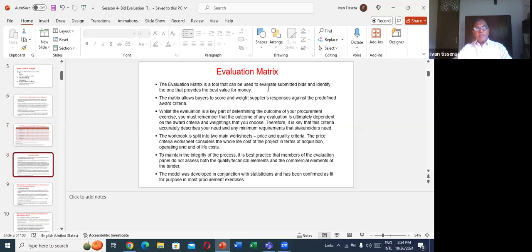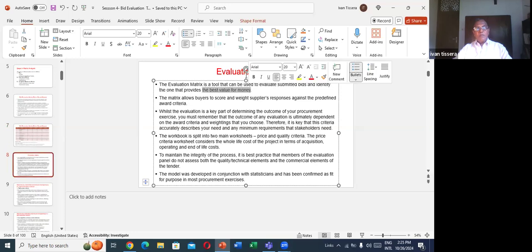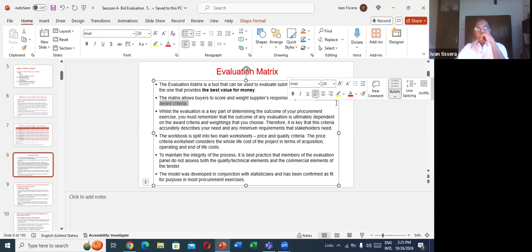The evaluation matrix is a tool that can be used to evaluate submitted bids and identify the one that provides the best value for money. So here also, in the concept of value for money, they are looking at that, right? The matrix allows buyers to score and weight suppliers' responses against the prescribed predefined award criteria. So those are the predefined award criteria. As I mentioned, cost is one factor, experience, and all are predefined criteria.